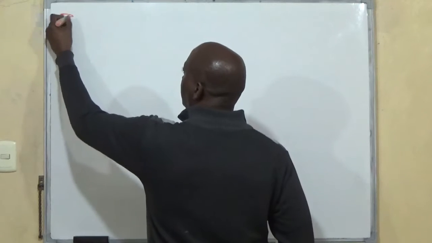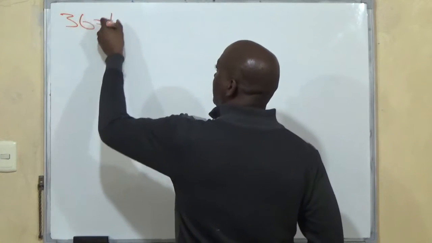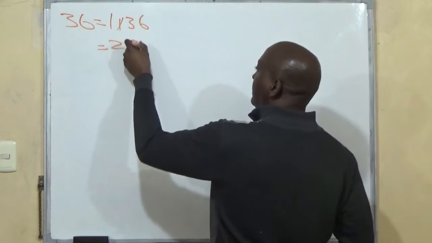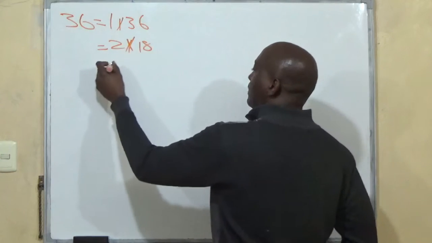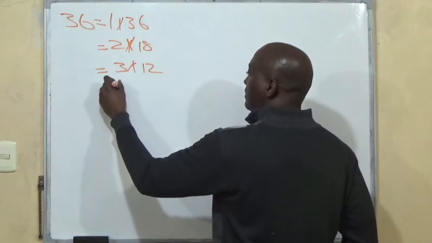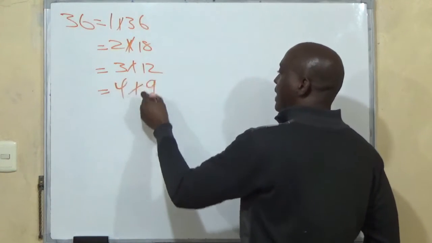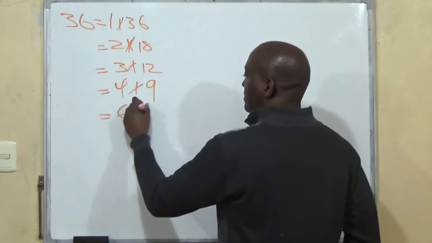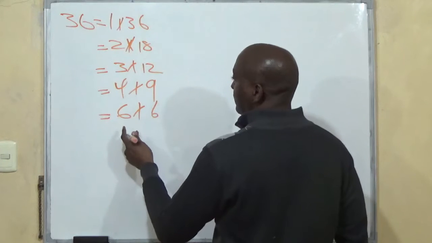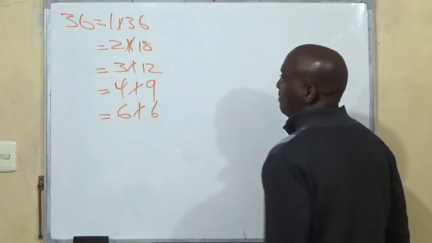We had 36 in orange, and we had it as 1 by 36. We had it as 2 by 18. We had it as 3 by 12. We had it as 4 by 9. We had it as 6 by 6. And that was as far as we could get, because after 6 by 6 is 9 by 4.